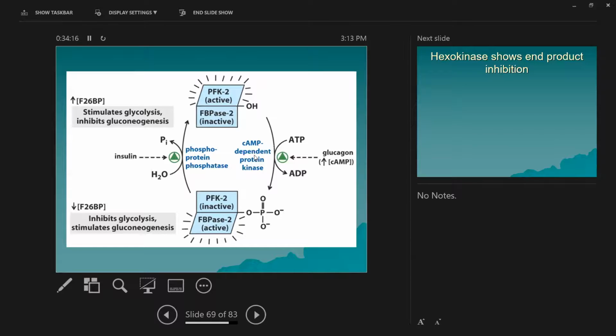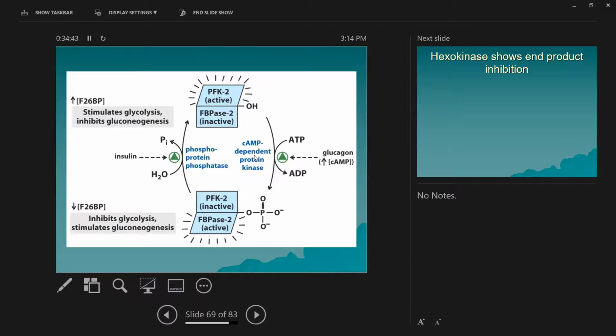What determines whether it's phosphorylated or not depends on hormones. So there's a phosphoprotein phosphatase. That phosphoprotein phosphatase takes off that phosphate. This protein is regulated by insulin. Insulin stimulates it.